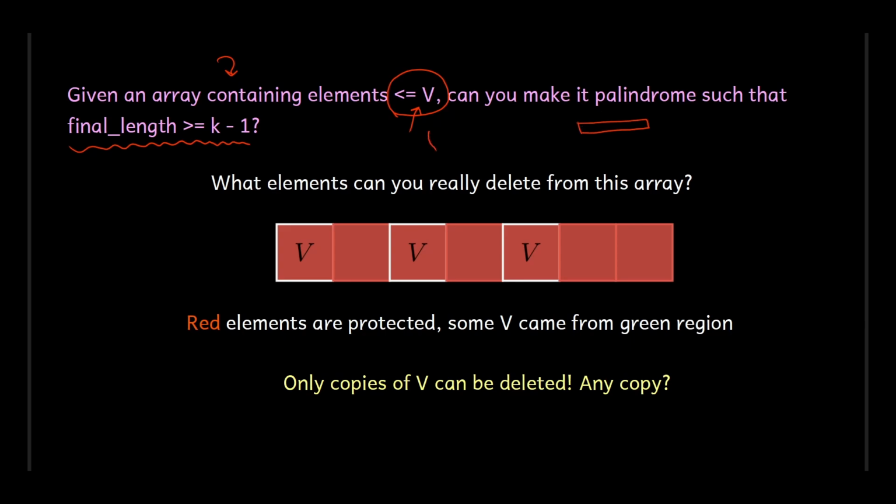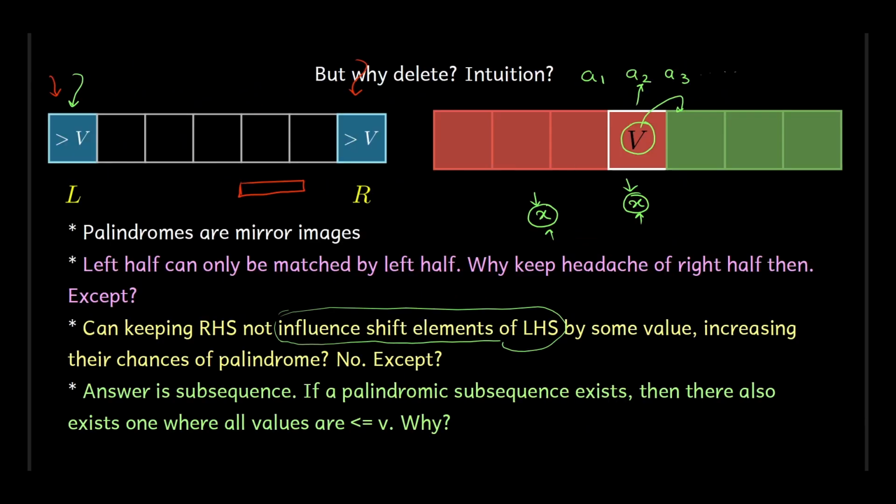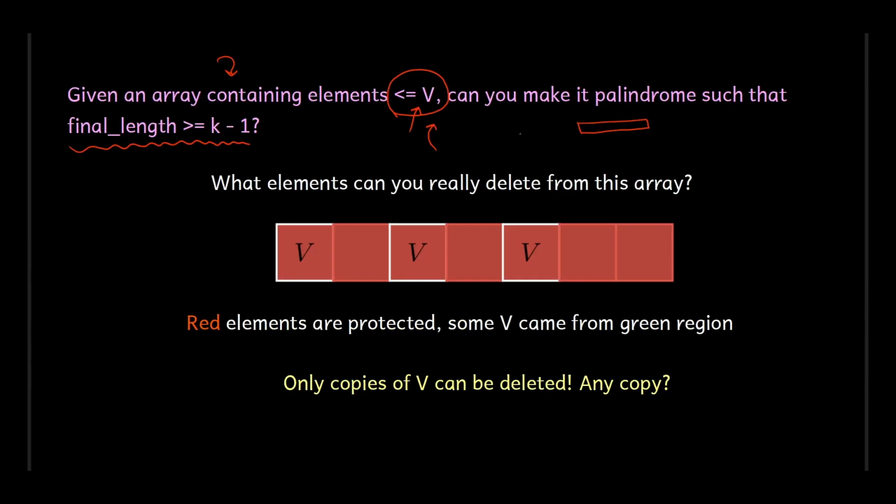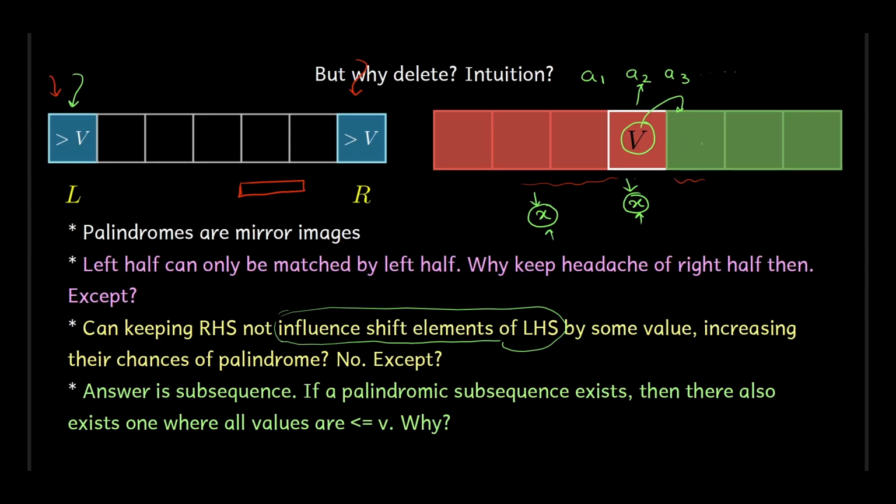Now, in this reduced version of the problem, think about which elements you can realistically delete. So right now we have removed the right half, which is the green part. All that is remaining is the left part, which is the red part. But remember that we told you earlier that nobody can delete any of the red elements. Why? Because they are strictly less than v, right? But in this array that you have retained, although I have labeled everything in red, some of these copies of v that you have retained might have come from the green part, which were supposed to be deleted.